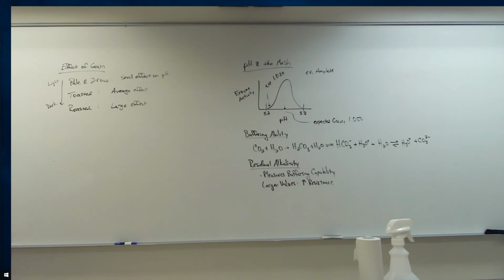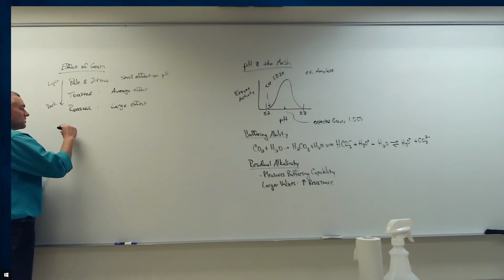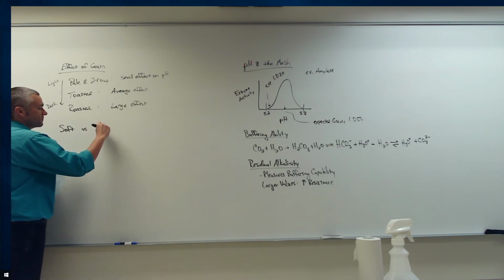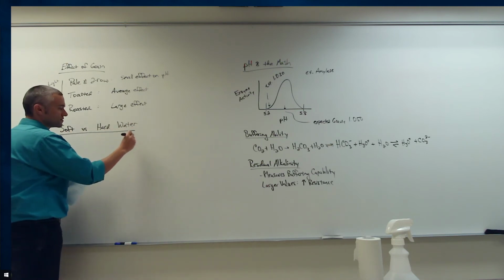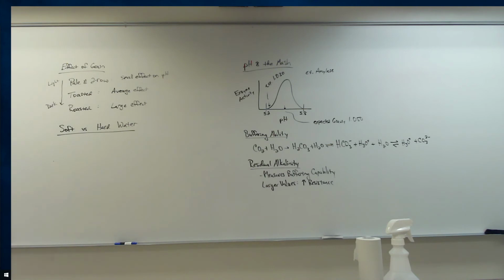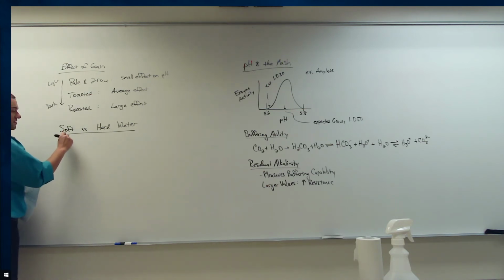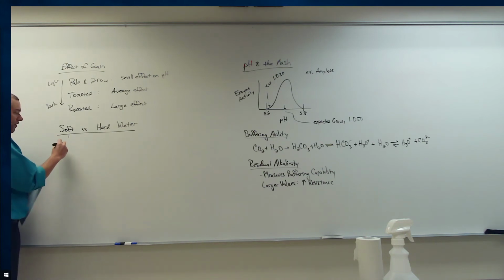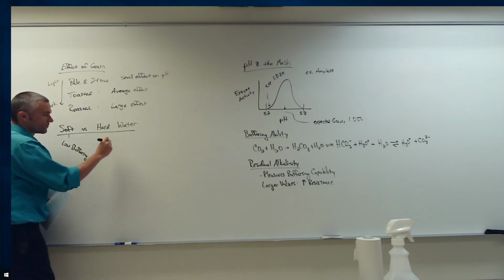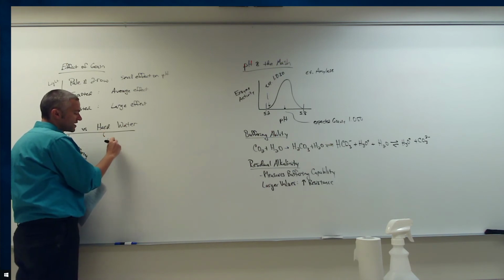All right? So how do we know which ones to use? In general, we classify our water based on its hardness. And the hardness and the residual alkalinity are related. Right? So generally, hard water has a high residual alkalinity. Soft water has a low residual alkalinity. The difference in these is based on how many ions they have in their water, what their buffering capability is. All right? So soft water has low buffering capability. Hard water has a high buffering capability.